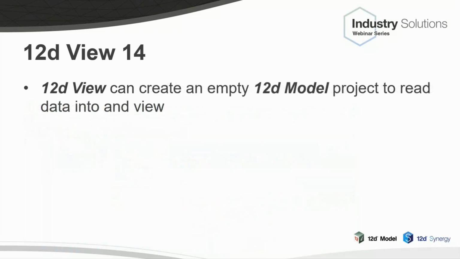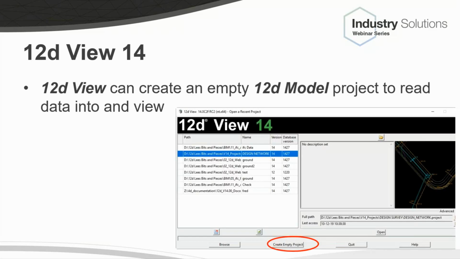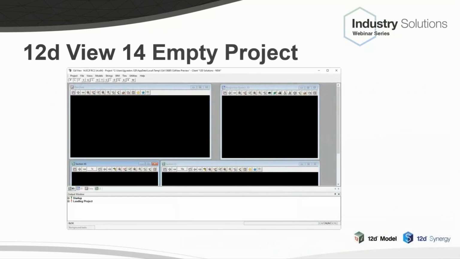You may think you just have to have a 12D model project already, but that's not actually true. It can actually create an empty 12D model project to allow you to read data into it and then view it. Once that happens though, of course, you won't be able to save it away, but you certainly will be able to view it all. So on the front menu, there's a create empty project, and when you click on that, it'll come up and present this empty project for you. This is the one we're shipping with 12D View 14 C2F. But you can actually set up your own empty project you want to use.